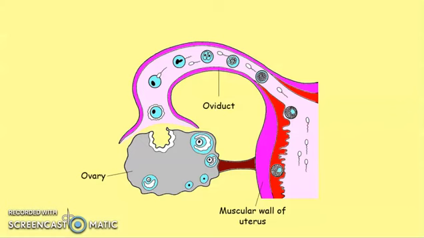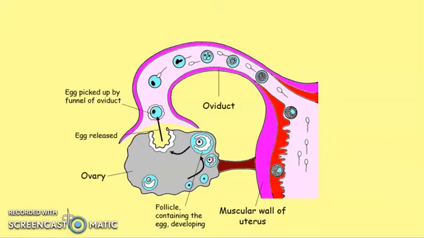If we just run through the various stages involved in fertilization, the follicle containing the egg develops, and then the egg is released from the ovary. The egg is picked up by the funnel of the oviduct, and it gets moved along the oviduct by cilia from ciliated epithelial cells that line the oviduct.